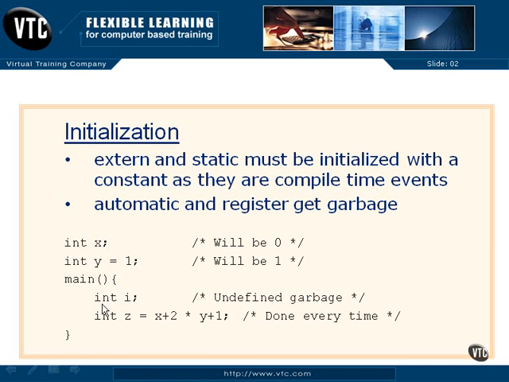Down in here, this is an automatic called i. Since we didn't initialize it, it will be undefined garbage because it is on the stack and we don't know what's right there at the top of the stack where this thing is going. And here we have another integer z, and we're allowed to do this. We can say (x + 2), which we know is 0 plus 2, so that'll be 2, times (y + 1), which is 1 plus 1, so that's 2 times 2. So z has 4 in it, and this will be done as one of the first statements of main's execution.